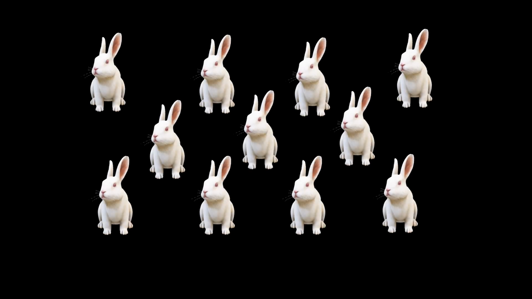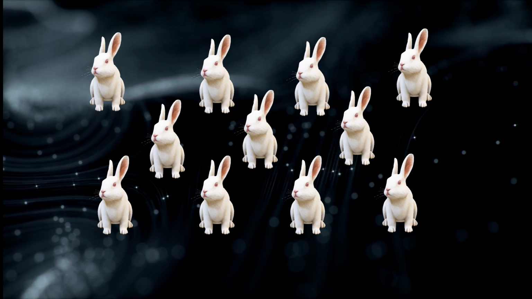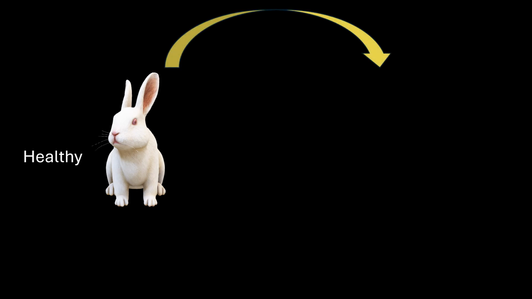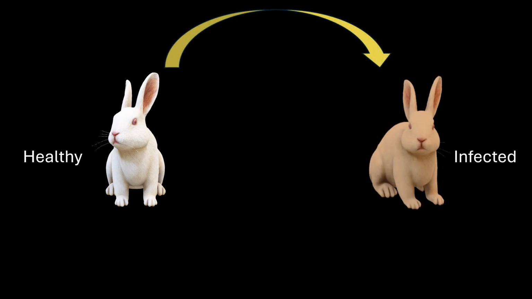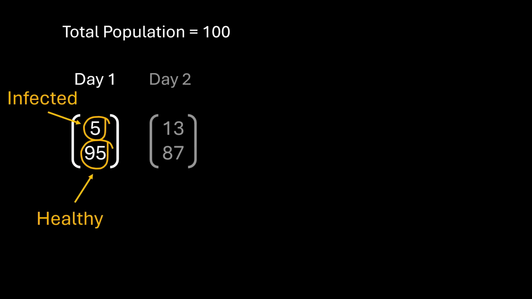For a real-life example of eigenvector, let's take the population of rabbits. Let's say that rabbits in a particular area have had a virus outbreak. Some rabbits will get infected, some rabbits will recover after getting infected, and some rabbits will remain uninfected. Let's say the total population of rabbits is 100. Now let's say on day 1, 5 rabbits get infected. It means that healthy rabbits are 95 and infected are 5.